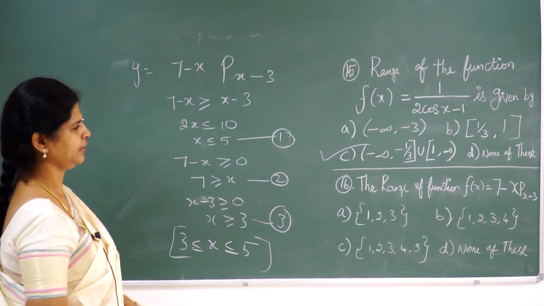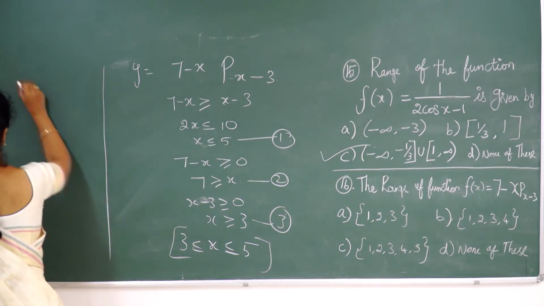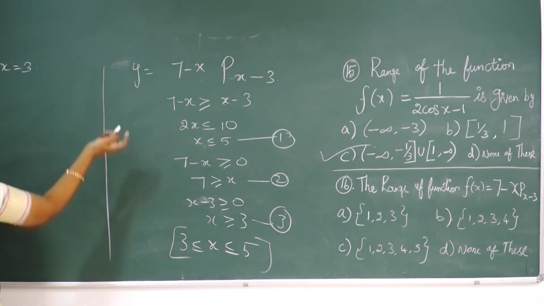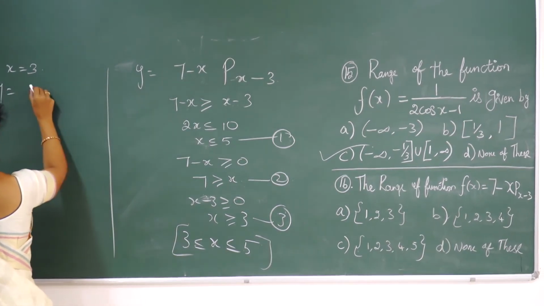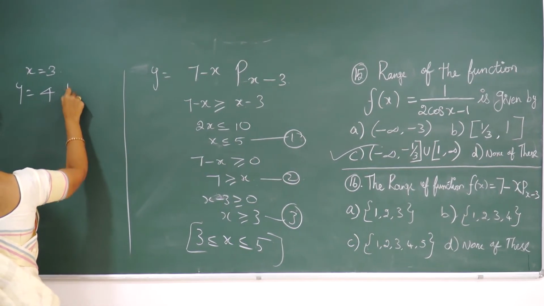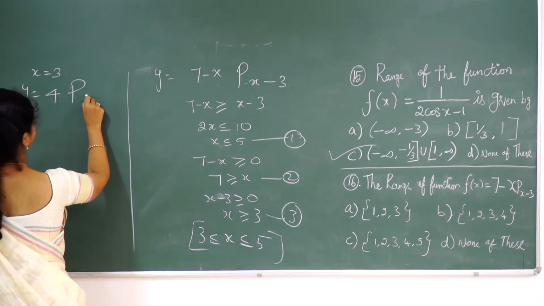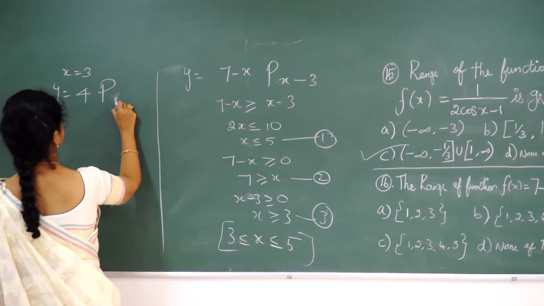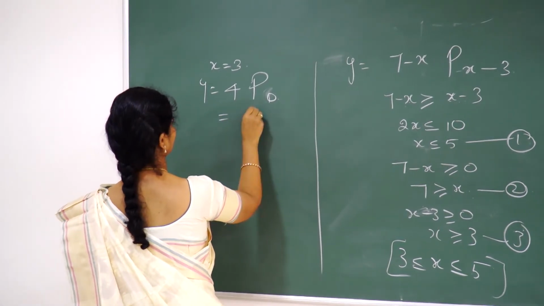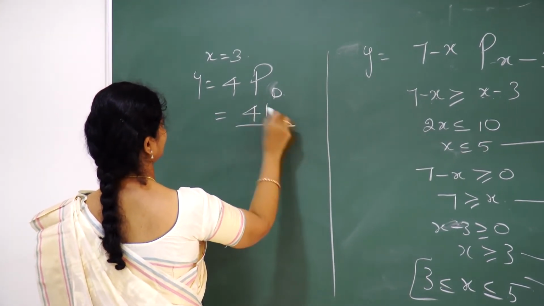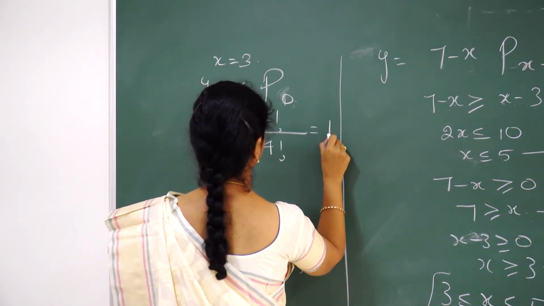Next you have to find out the range. Substitute x equal to 3 to get the y value. When x equal to 3, y is equal to, you substitute here, 7 minus 3 is 4 P, permutation, 3 minus 3 is 0. So what is the formula? 4P0 is nothing but 4 factorial divided by 4 minus 0 factorial, that is 4 factorial. This is equal to nothing but 1.